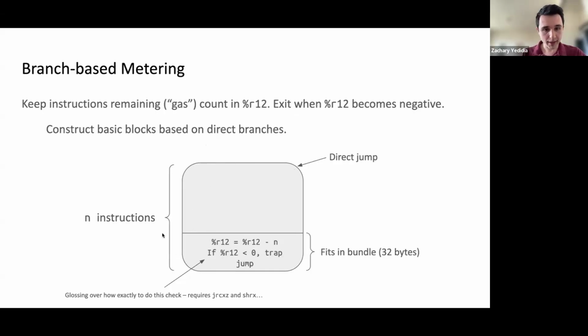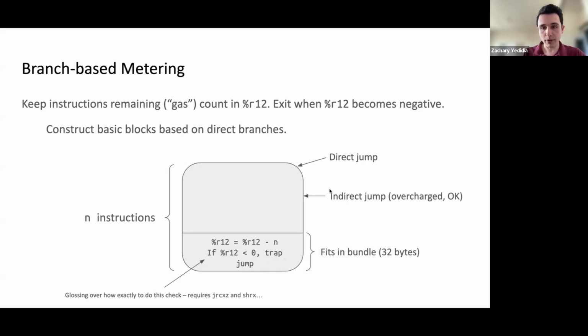And then at the end, we update our R12 gas counter. So we reduce the gas by the number of instructions that were in this block. And then if it's negative, we execute a trap instruction. So doing this has a very specific sequence that is more detailed in the paper. But basically, we can force the program to exit and be deterministically preempted using this mechanism.